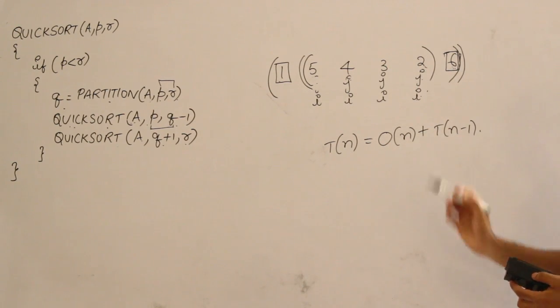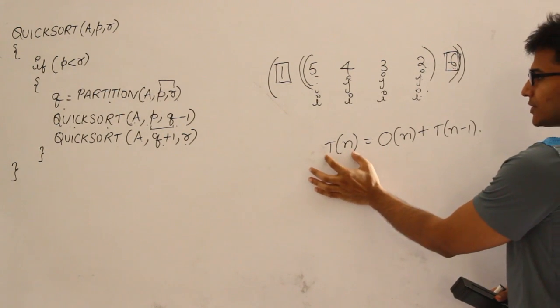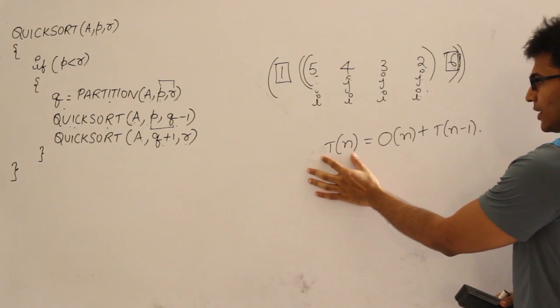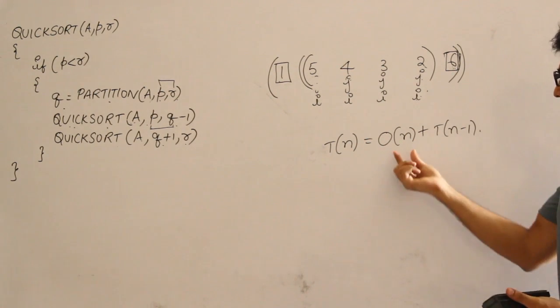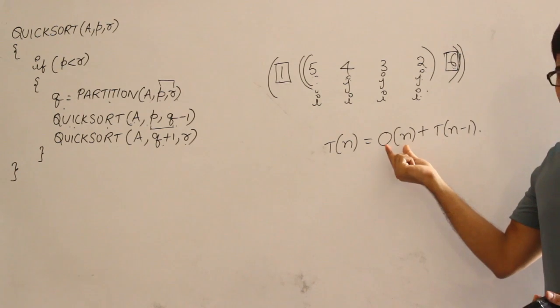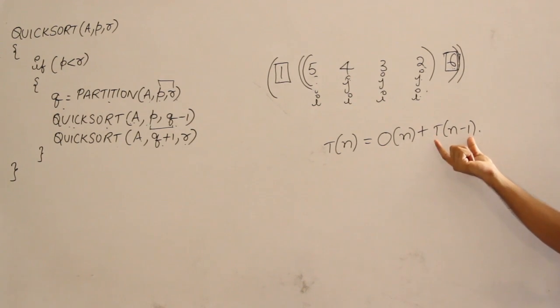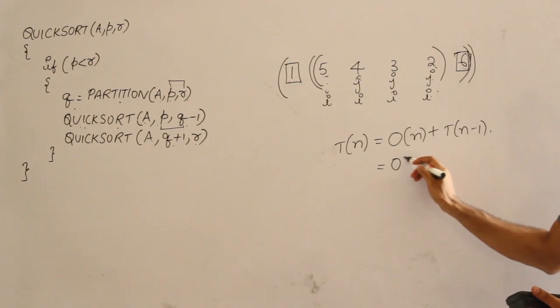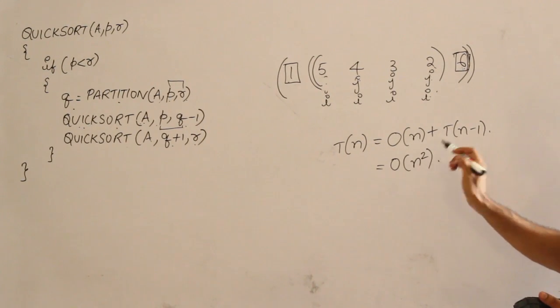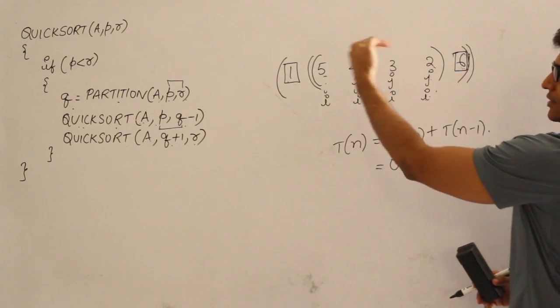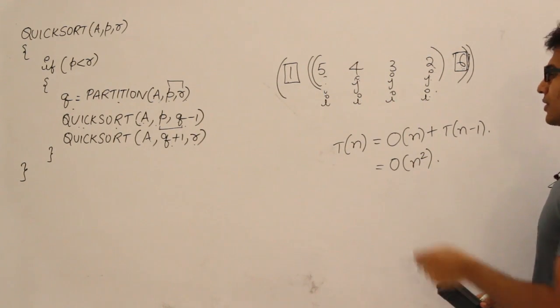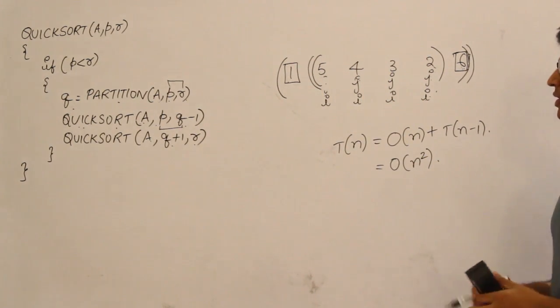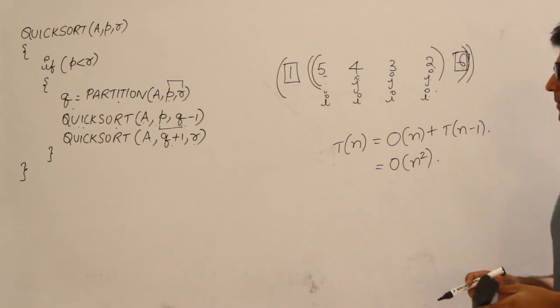So this rule is being followed, which means if the given array size is n, then I am going to apply partitioning, for which the time taken is order of n, and then the problem size is reduced exactly by 1. So even if you solve it, it is going to be order of n square. So even if the input is in ascending order or in descending order, the time taken is going to be order of n square, and both the times are the same.